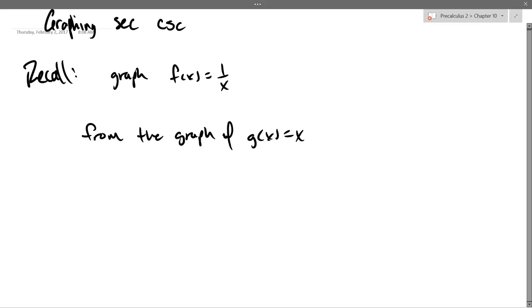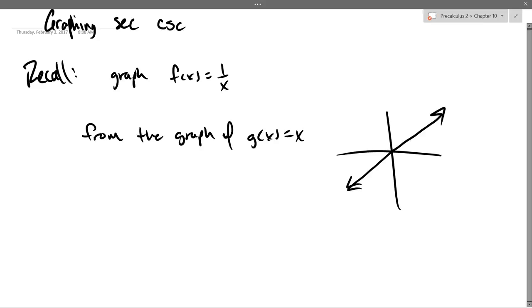So can you graph the function g of x equals x? Yes, you can graph g of x equals x. So go ahead and graph it. It takes 2 seconds. All right, very exciting function.